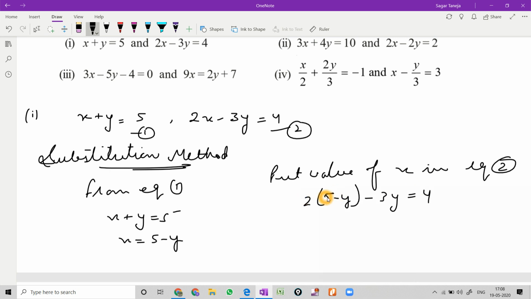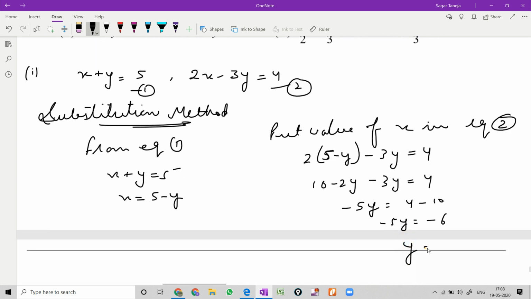So look here carefully. 2 same, in place of x, 5 minus y, then minus same, then 3y same, then 4. Multiply it inside with 2. Now minus 2y minus 3y is minus 5y. Here it is 4 and 10, just bring this side, it is minus 10. After this, minus 5y is equal to minus 6 and y is equal to minus 6 upon minus 5, and the value of y is 6 upon 5.